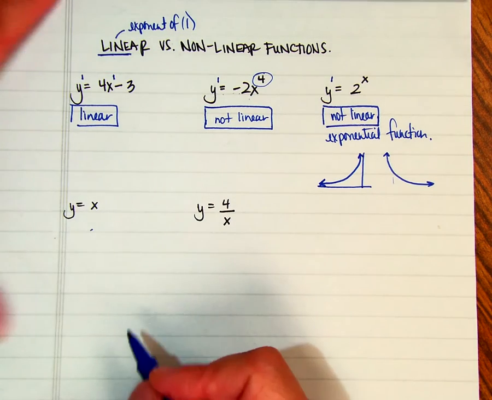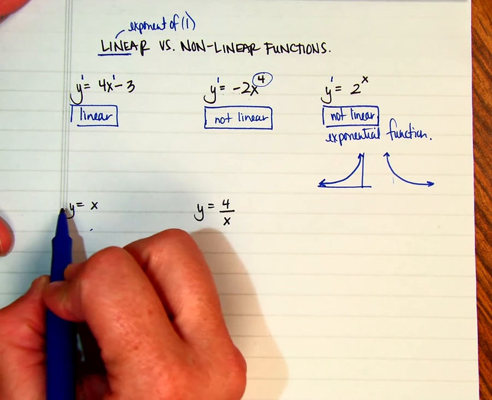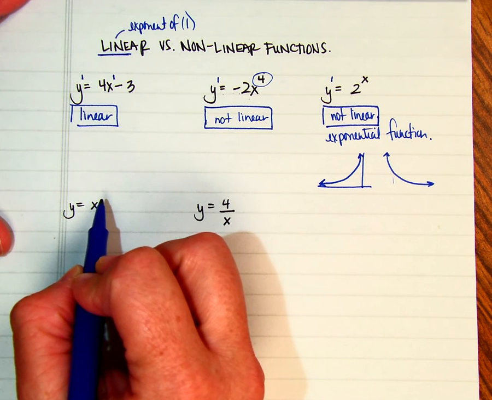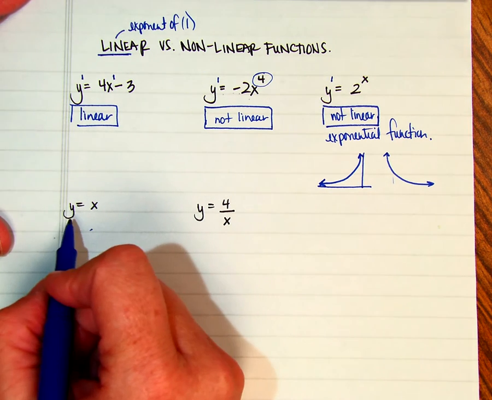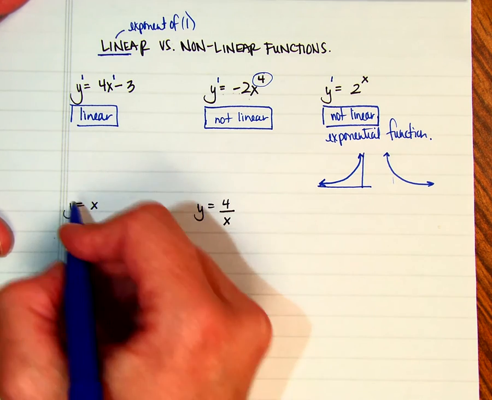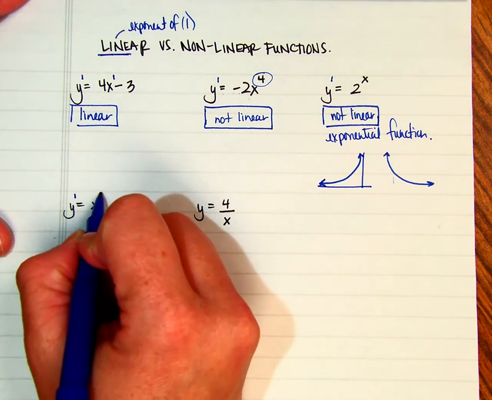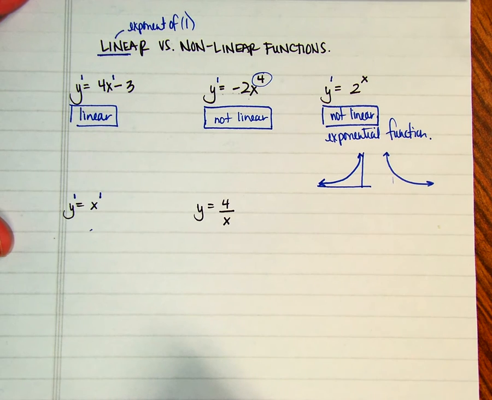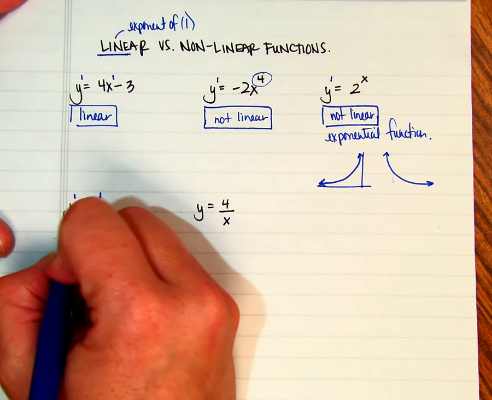y equals x. Some of you might be thinking, no, this doesn't work because there's no numbers involved. Well, this has an exponent of 1, exponent of 1. This is also linear.